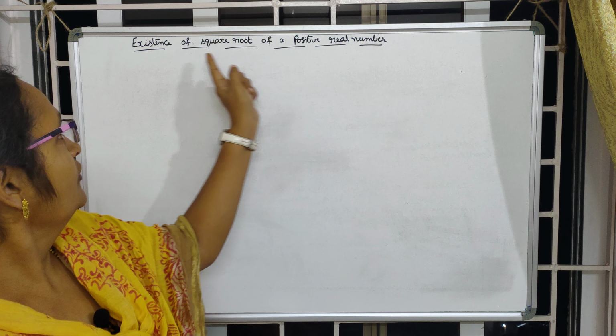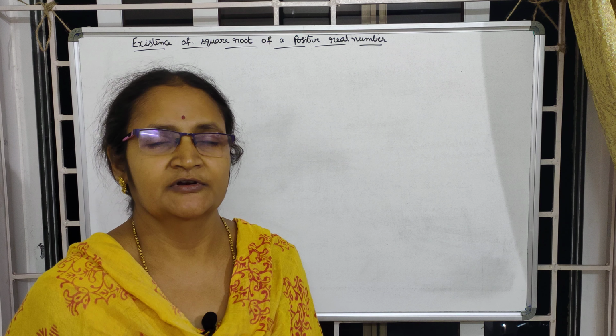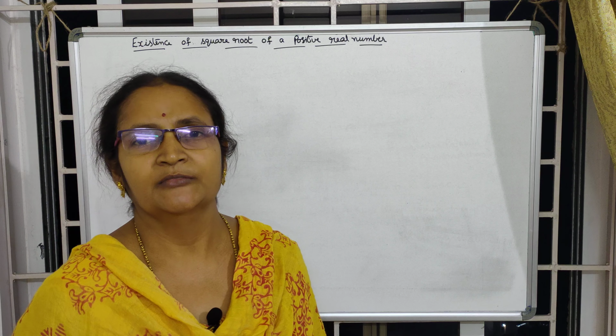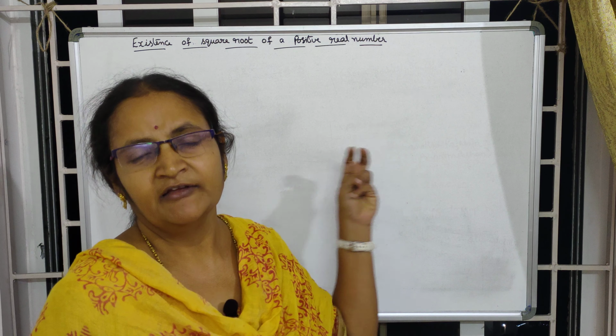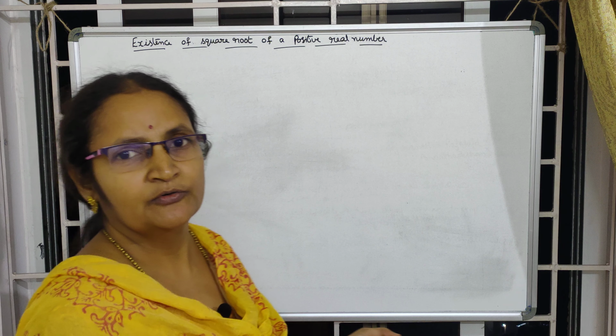So how do we find the existence of the square root of a positive real number? We can find it by the geometrical method. In that method, I will take an example and show you how to find it. Then we'll do the sum there.